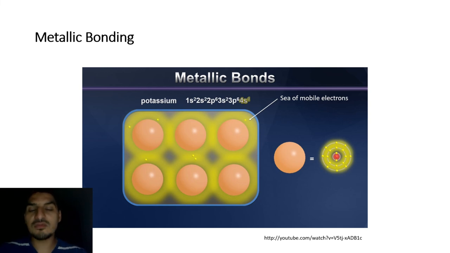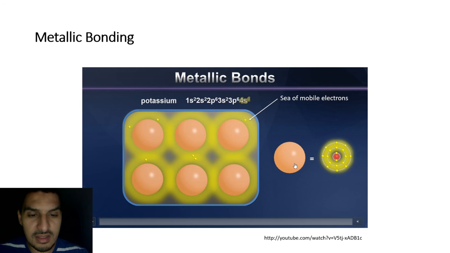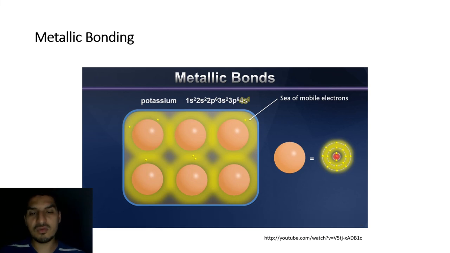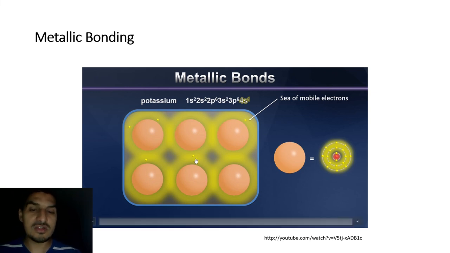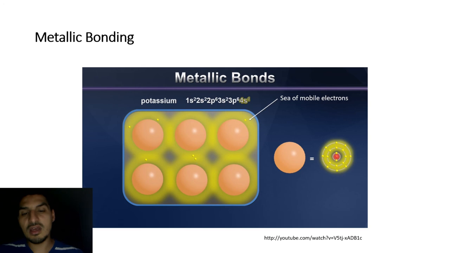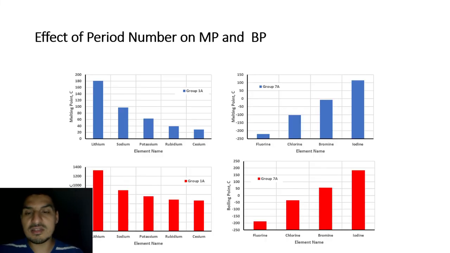And as this yellowish or orange circle gets bigger, it means that the number of energy levels increases. It's more difficult for the electrons to hold the atoms together. And as the atom gets smaller, it's easier for the electrons to hold the atoms together. And this is how the metallic bond works. And this can explain what we see here.